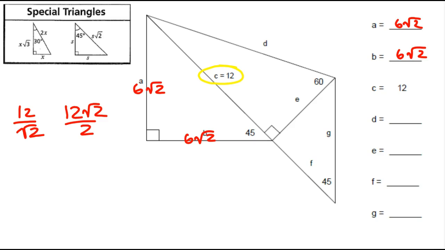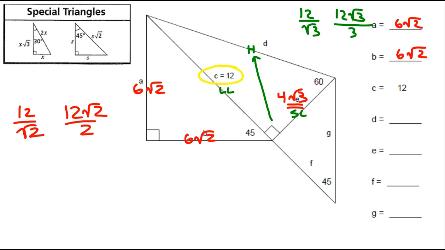Okay, and then we jump into this 30, 60, 90 triangle, and it's actually easier to find E next. So I'm going to find E, the short leg, and to go from the long leg to the short leg, because see, look, this one's the hypotenuse because it's opposite the 90, right? This is the long leg, this is the short leg. So to go from long leg to short leg, I got to divide by root 3. So that's 12 divided by root 3, which is 12 root 3 over 3, which ends up being 4 root 3. So right here I have E is 4 root 3, and I found that before I found D.